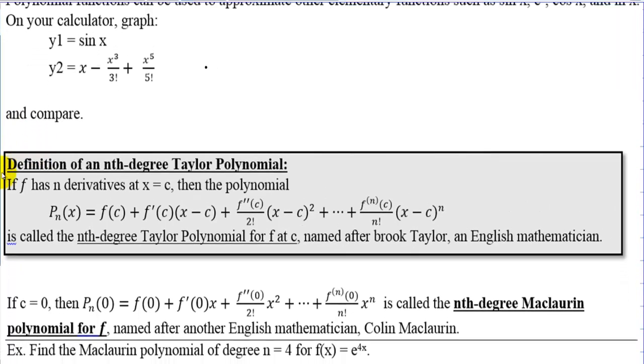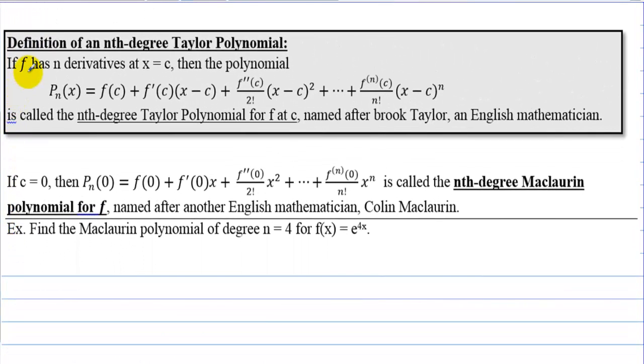Definition of an nth degree Taylor polynomial. If f has n derivatives at x equals c, then the polynomial p sub n of x equals f of c plus f prime of c times x minus c, plus the second derivative at c over 2 factorial times x minus c squared, and then you'd keep going. You'd have the third derivative of c over 3 factorial times x minus c to the third, and so on. We'd have the fourth derivative over 4 factorial times x minus c to the fourth. And you keep going in that pattern.